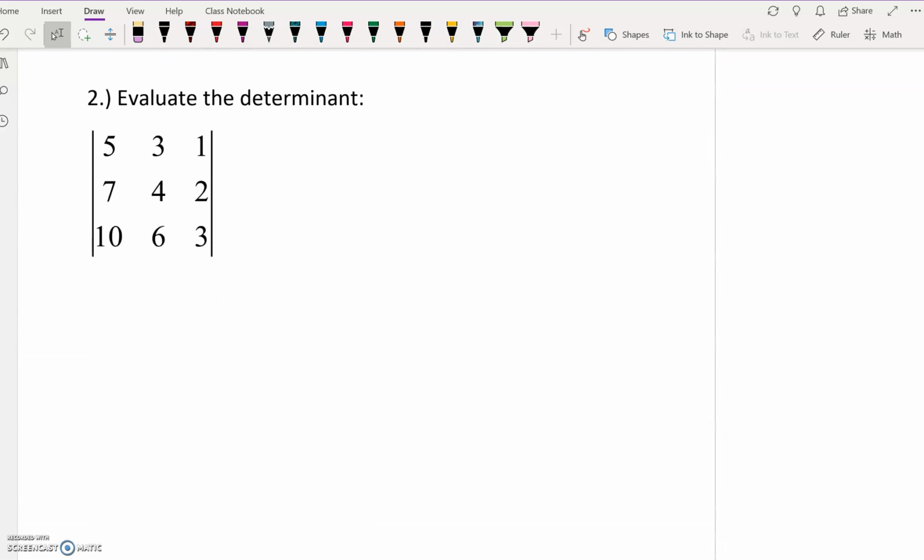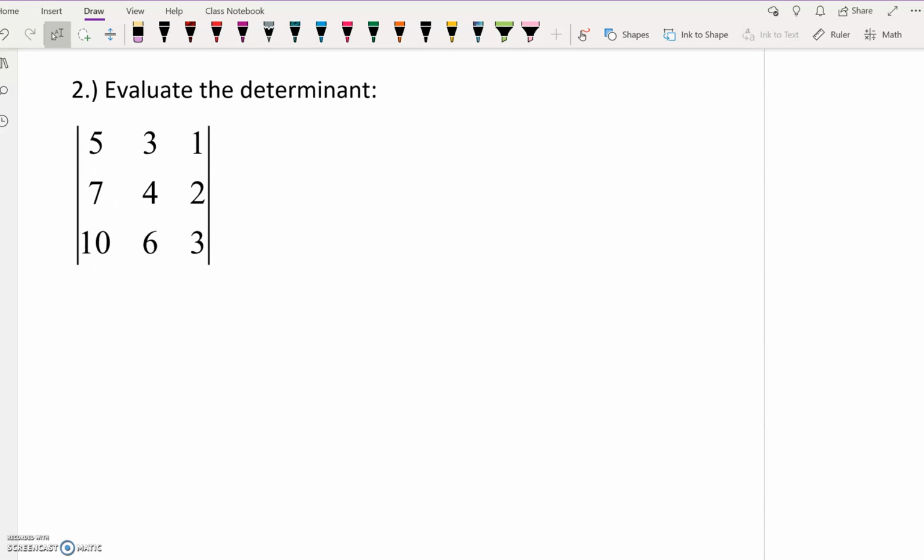It's your favorite thing in the world. We are going to do a 3 by 3 determinant by hand.